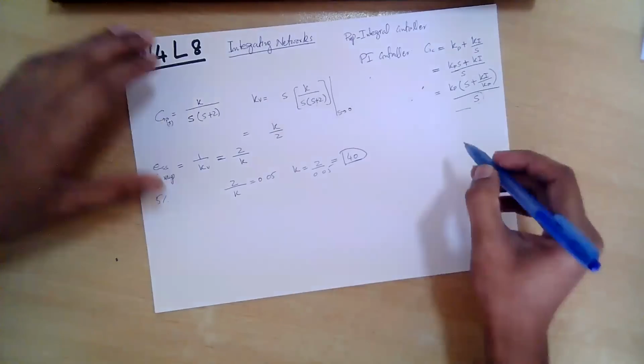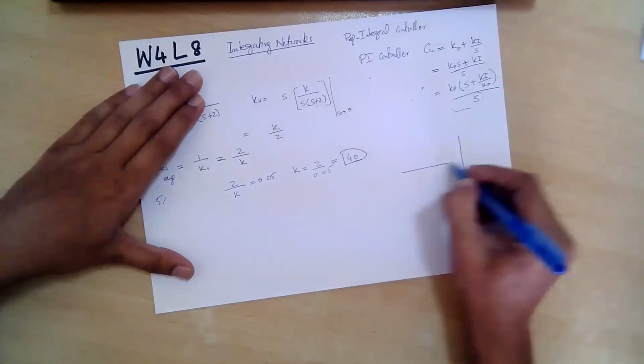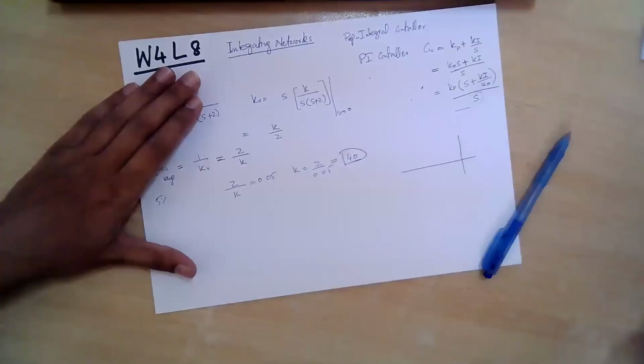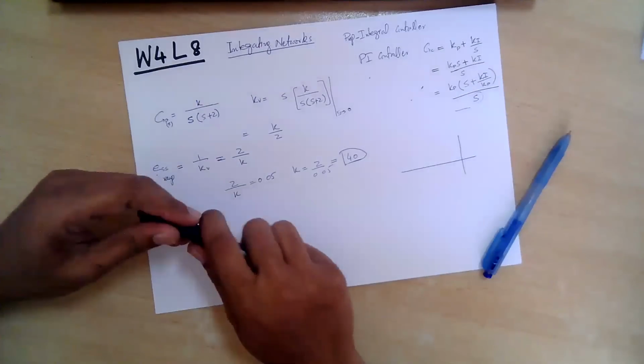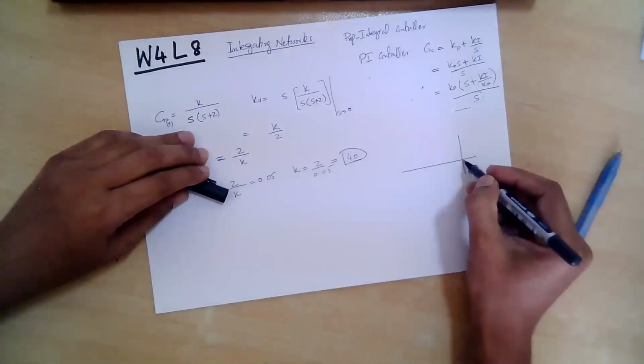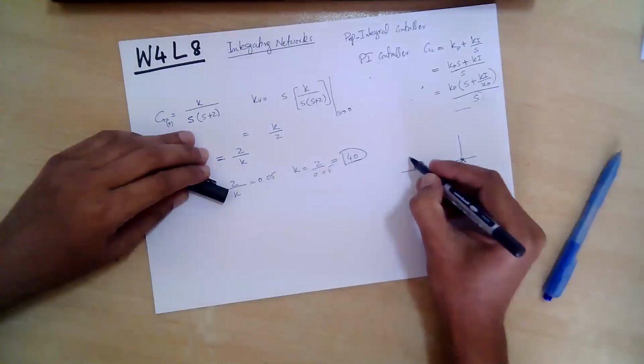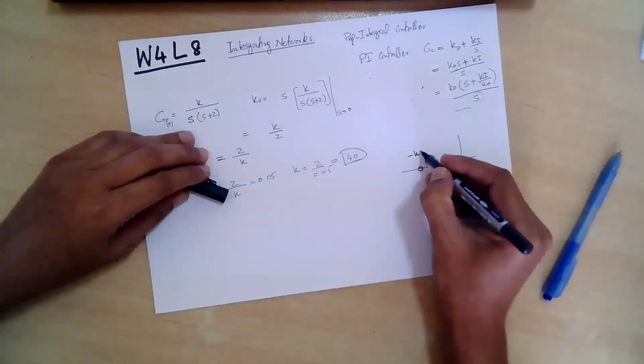By the way, the integrating network is like this. If I place it on the complex plane, it has a pole at origin and a finite zero at minus Ki over Kp.